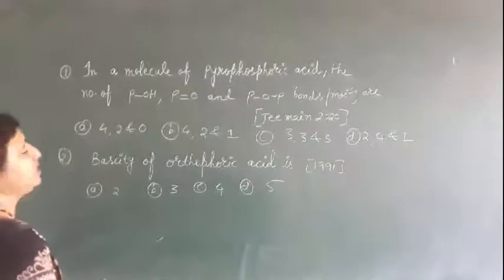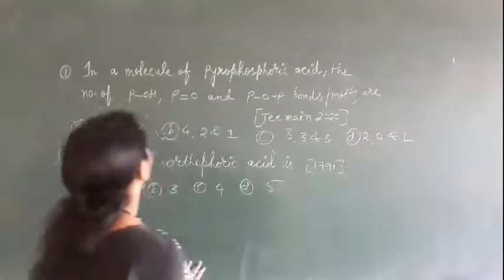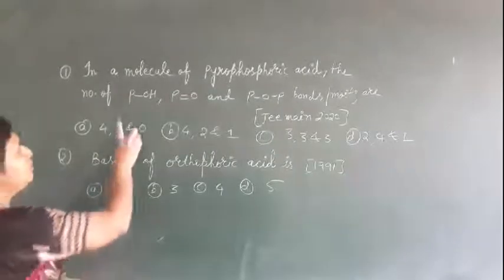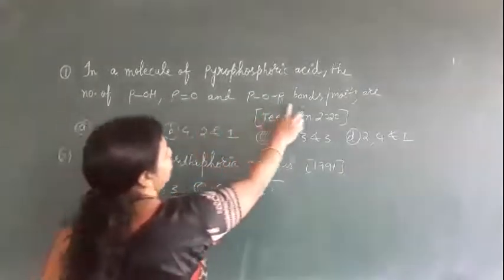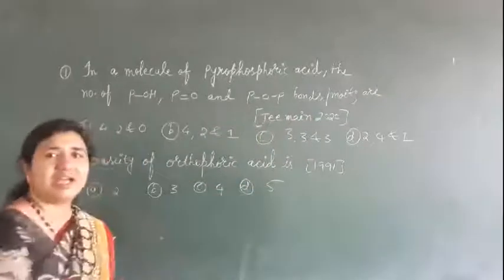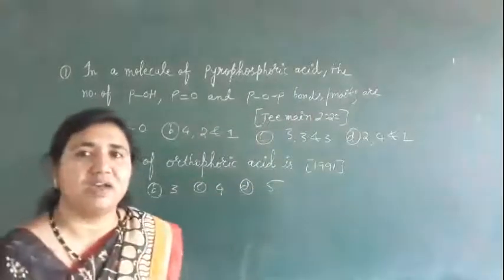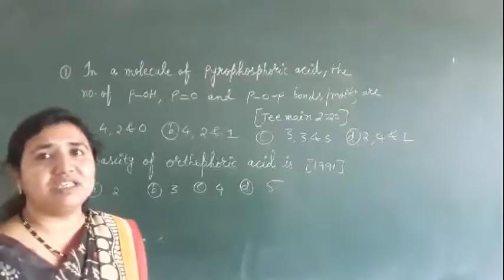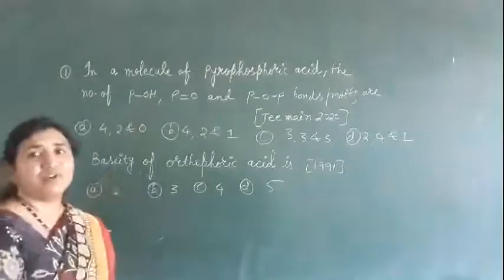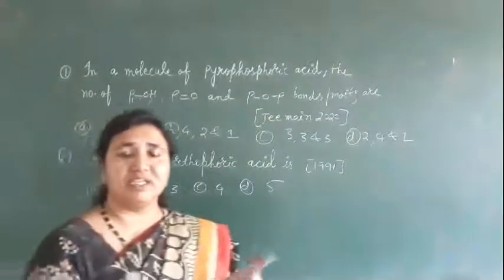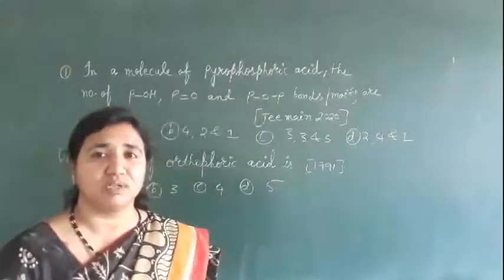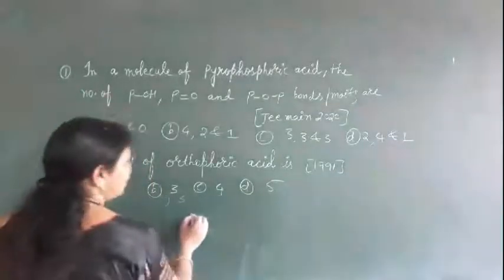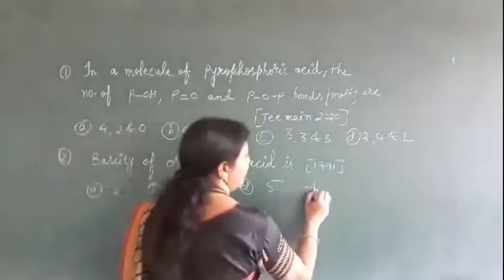So see the question here, how they can ask the question. In a molecule of pyrophosphoric acid, the number of POH, P double bond O and POP bonds are. This question was asked in JEE Main 2020. So just recently, in 2020 JEE Main, they asked this question. Pyrophosphoric acid means a combination of 2 phosphoric acids with a water molecule removed. So what will the structure be here?